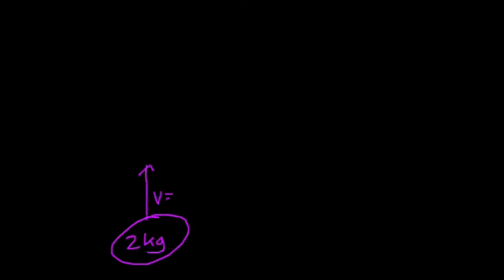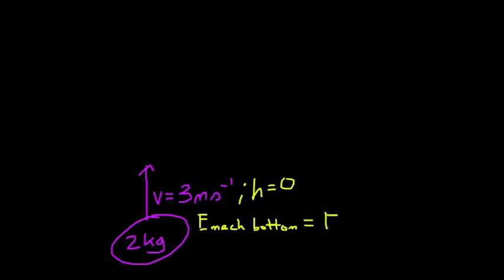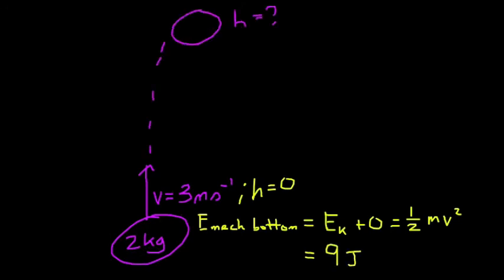We can do the same thing in the other direction. If an object with a mass of 2 kilograms is thrown up with a velocity of 3 meters per second, then what is the maximum height that it can reach? We know that the mechanical energy at the bottom equals the kinetic energy, and the potential energy is equal to 0 joules as it's at a height of 0 meters. We can therefore calculate the kinetic energy and therefore the mechanical energy to be 9 joules.